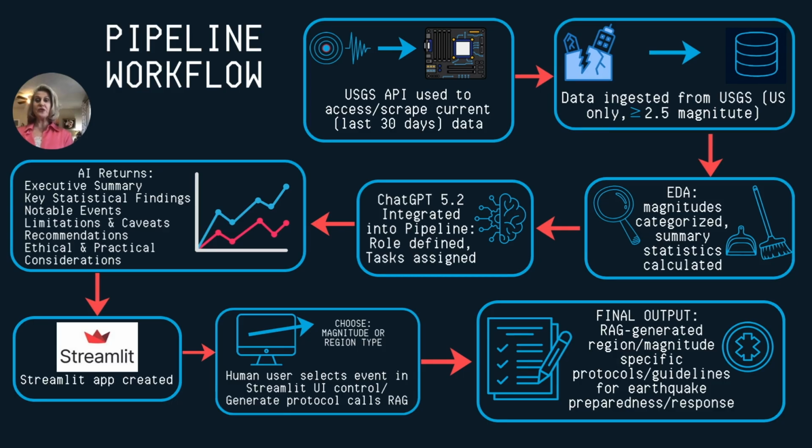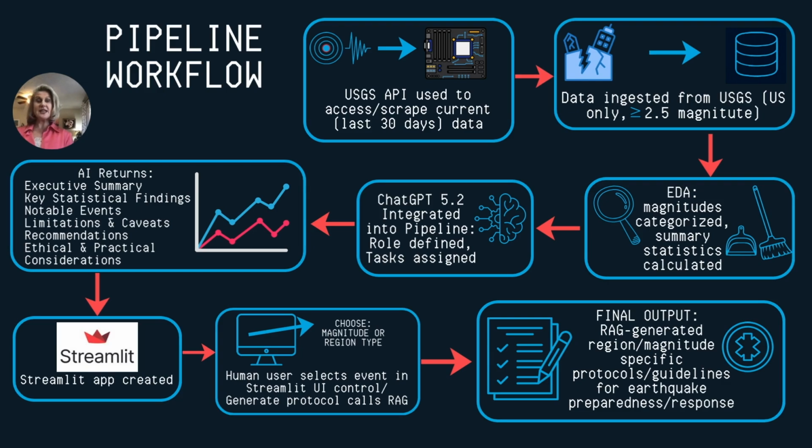My teammates are going to walk you through the details of our pipeline, but a broad overview of the workflow resembles a bit of a chutes and ladders game. First, the USGS API scrapes data from the past 30 days. EDA cleans this data to retain only US seismic events with magnitudes greater than 2.5. Via feature engineering, these magnitudes are categorized and summary statistics are calculated.